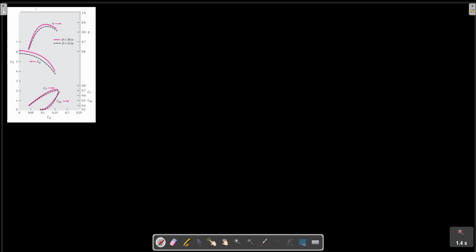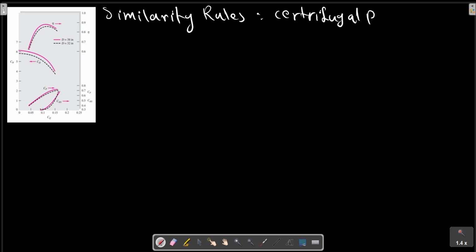The similarity rules. Centrifugal pumps.